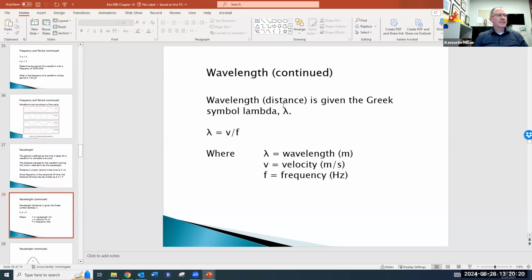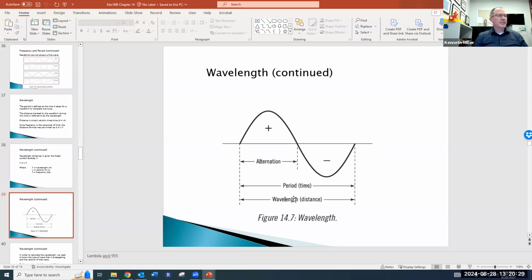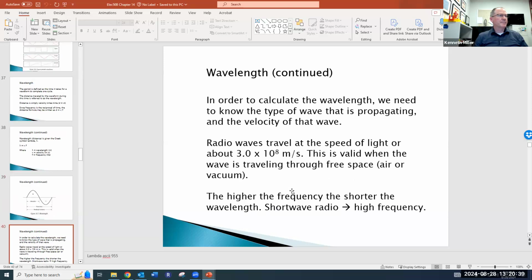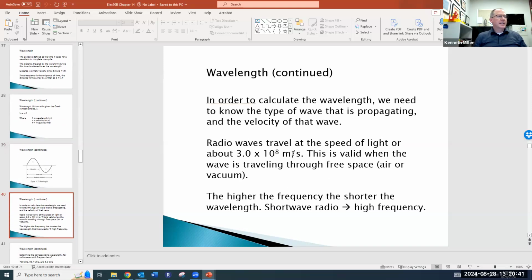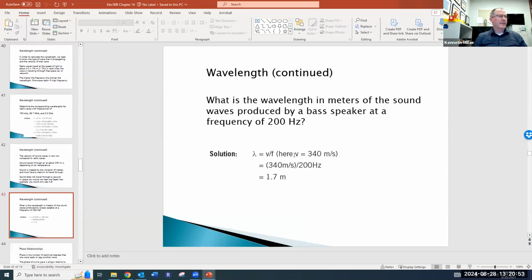And then the wavelength is given by the Greek symbol lambda, where lambda equals the velocity divided by the frequency. So you can see where these are here. But the time is the period, and then the wavelength is the distance that it takes in that amount of time. All right, so you can calculate that. And remember, speed of light is 3 × 10⁸ meters per second. So there's some calculations here that you can go back and look at.